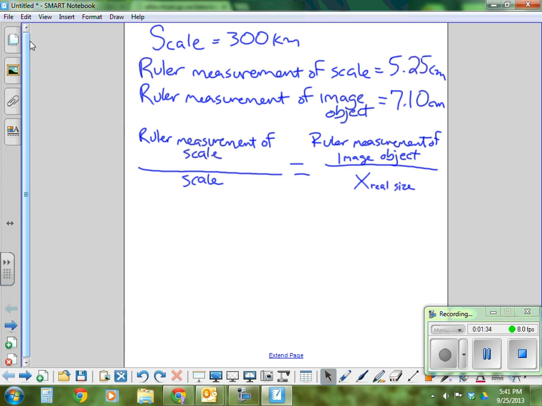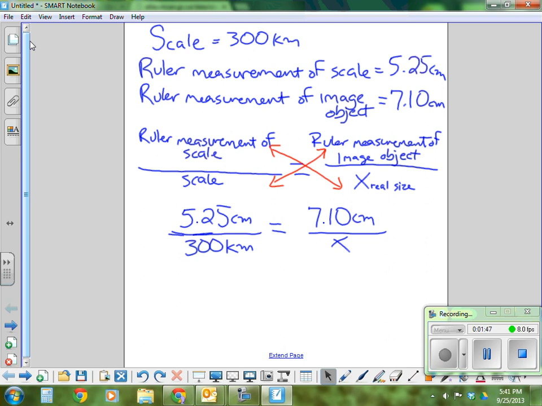And then if you remember from math, what you do with proportions to solve them is you cross multiply. So let's set up our problem now. 5.25 centimeters is to 300 kilometers as 7.10 centimeters is to x. Does everybody see where I got those numbers? Okay, here was the ruler measurement of the scale, which came right here, and that goes here. The scale value is 300 kilometers, and that goes here. The ruler measurement of the image object, which is the size of that island, was 7.10 centimeters, and then we're solving for what it is in real life.